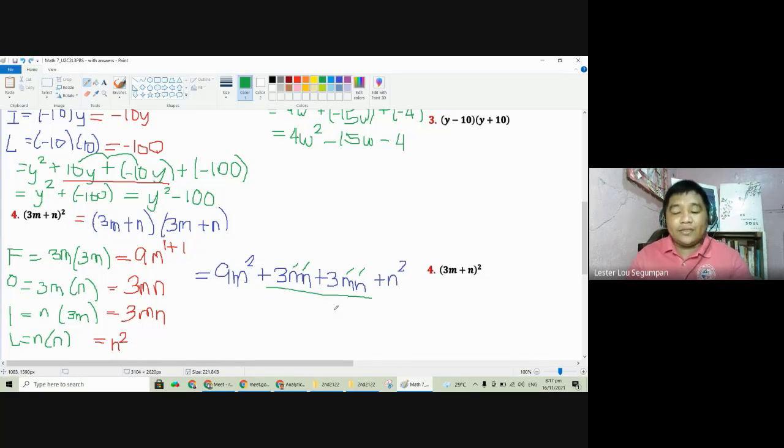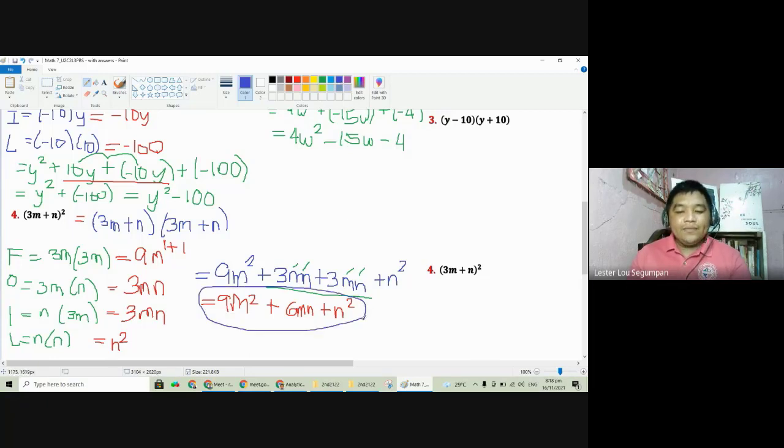But the second and the third terms, we can combine them, and we can have the final result, 9m squared plus, adding terms, 3 plus 3, you have 6mn, and finally plus n squared. Again, we cannot combine any of the remaining terms in this trinomial since they are all unlike.